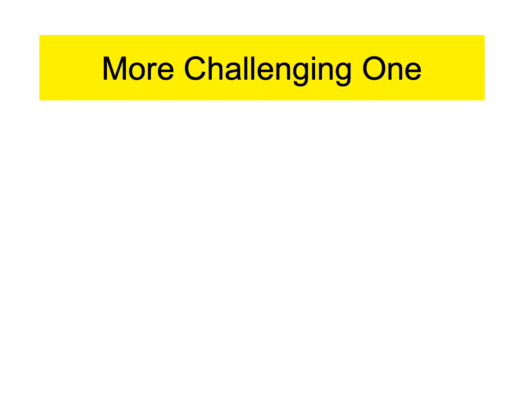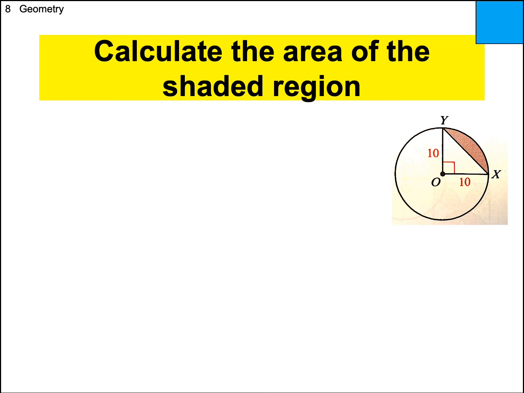All right, so here's a challenging one. It says, calculate the area of the shaded region. Well, the area of the shaded region is a portion of the sector area, but it's not the whole sector area. So let's see, how could I figure this out? Anybody want to wager a guess?